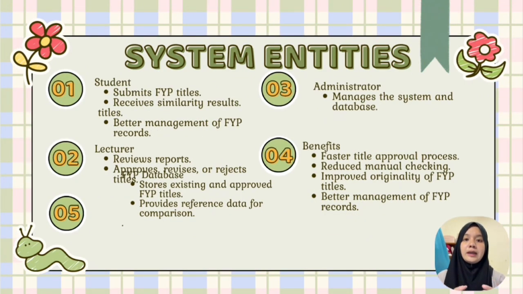There are four main entities involved in the system: student, lecturer, admin, and FYP database. Students submit titles, lecturers review the report, admin manages the system, and the database stores all existing FYP titles used for comparison. In conclusion, this system helps automate the title checking process, reduce duplicate project topics, and improve the overall efficiency of FYP title management. Thank you.